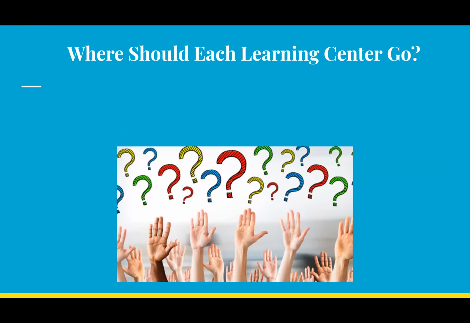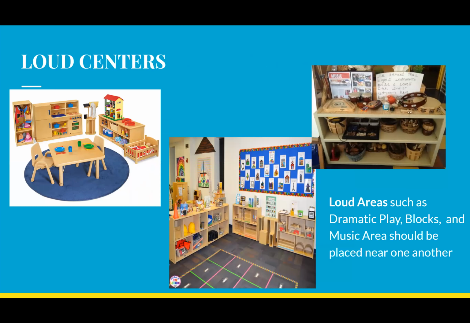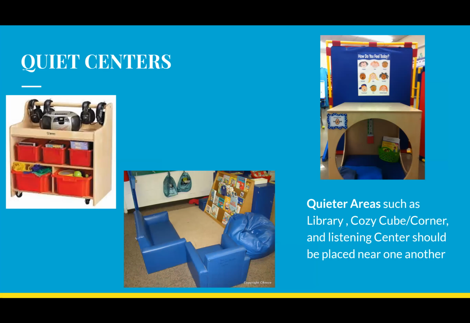So where should the other centers go? Well, we need to keep loud centers together. So the loud centers such as dramatic play, blocks, music area, they can all be placed near one another. Quiet areas such as the library, the cozy cube or corner, the listening center, they can be placed next to each other because this is areas where the children do more quiet play, or maybe they're having some time to themselves in the cozy area.